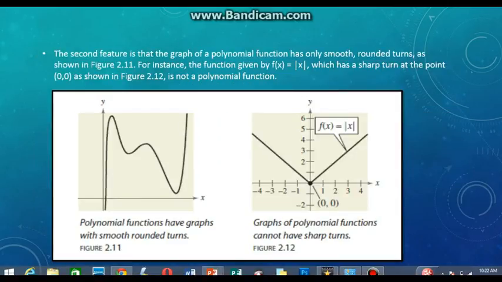The second feature is that the graph of a polynomial function has only smooth, rounded turns, as shown in figure 2.11. For instance, the function f(x) = |x|, which has a sharp turn at the point (0, 0), as shown in figure 2.12, is not a polynomial function.